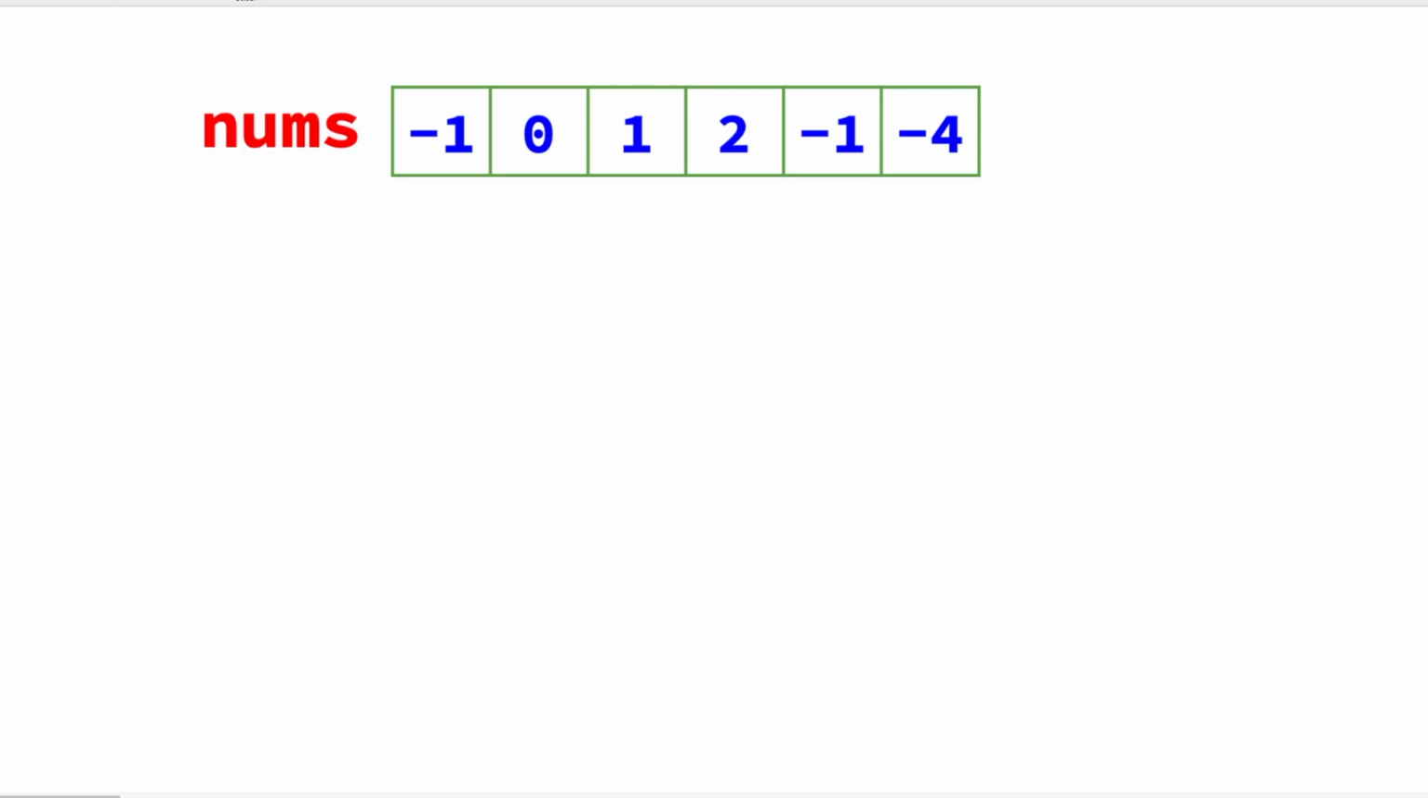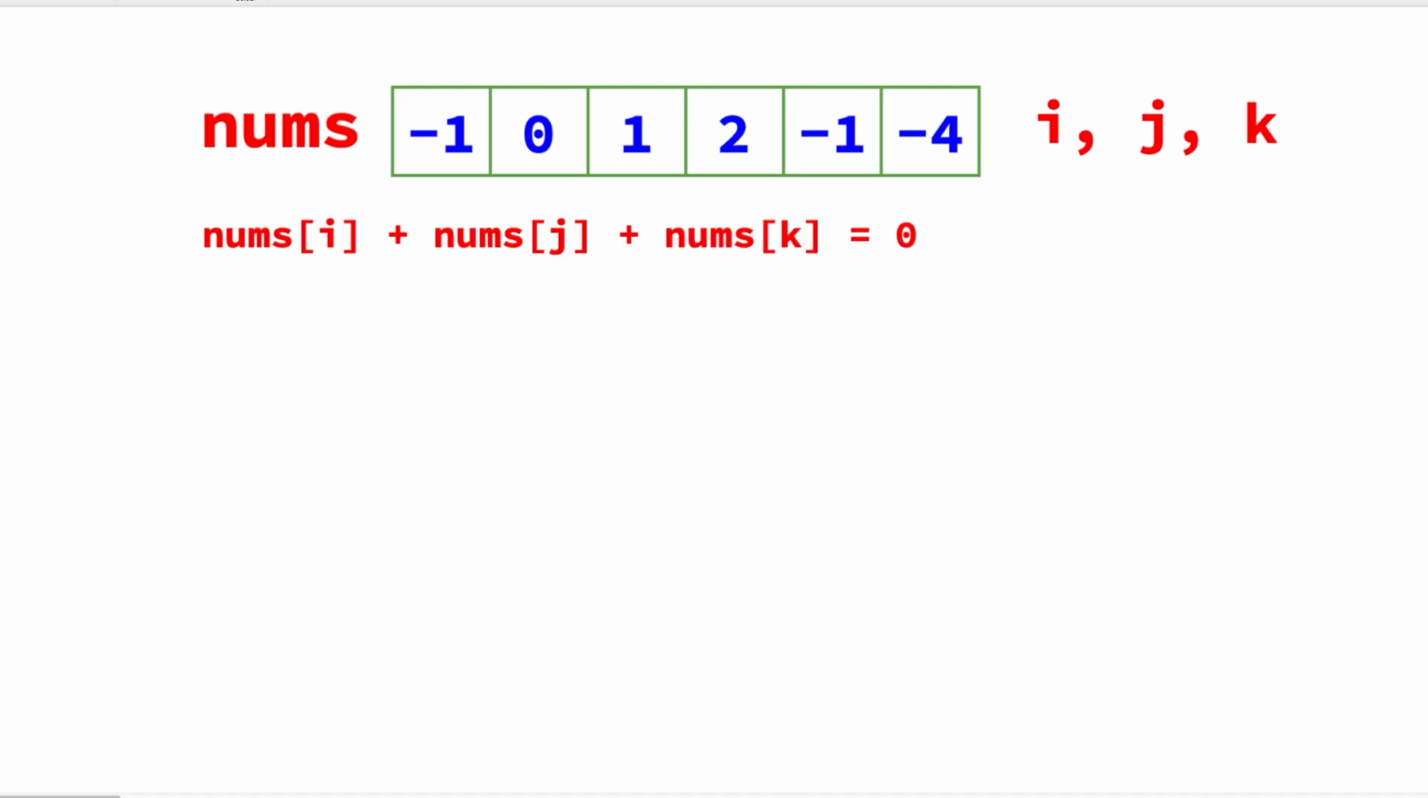And let's say the three numbers in the triplets are located at indices i, j, and k. When we add the three numbers at these indices, we must get the value 0. And the condition on the indices is that they are different from each other. The condition on the result is that there should be no duplicate triplets in it. I'll present an optimal solution with a time complexity of big O of n squared.